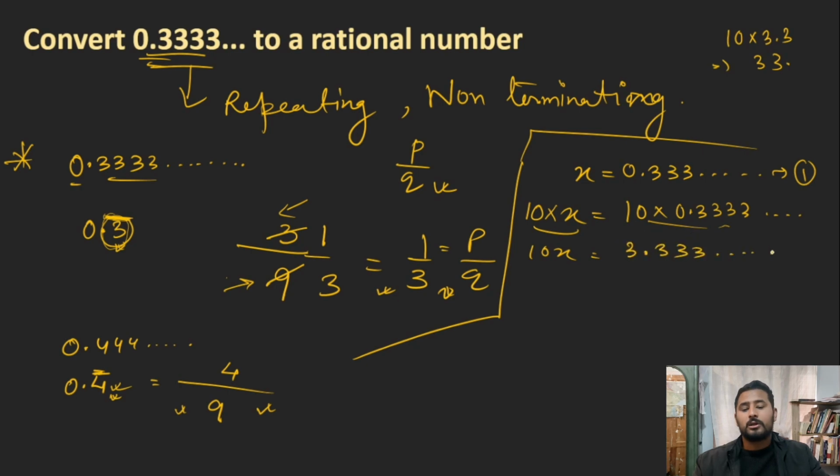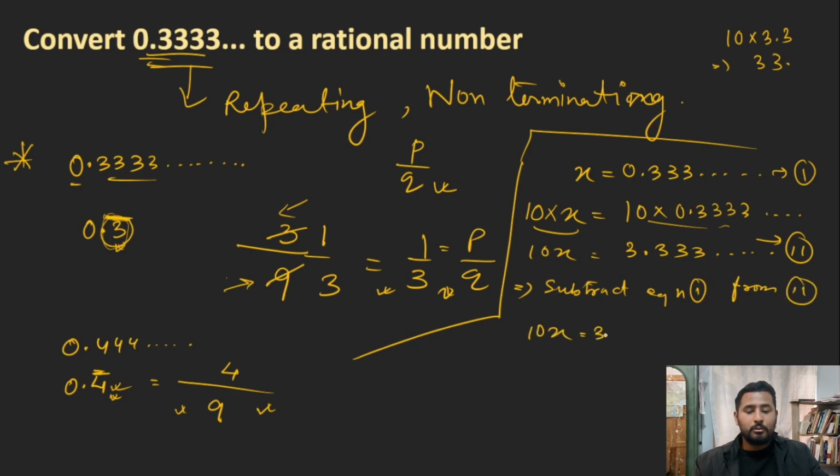3.333 and so on. So this will be your equation 2. Keep this one. This is how we did in our school, right? So let us see now what we'll do to make it in the form of P by Q. What we'll do is, let us subtract equation 1 from equation 2.